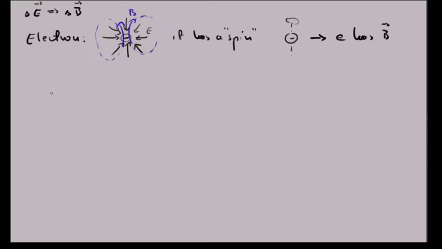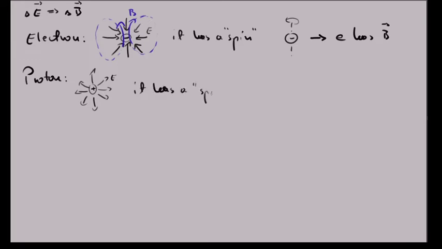Now let's consider a proton. So proton, well, here's a positive charge for a proton. Here's the electric field of a proton, so there's your electric field. And as it turns out, a proton also has a spin.